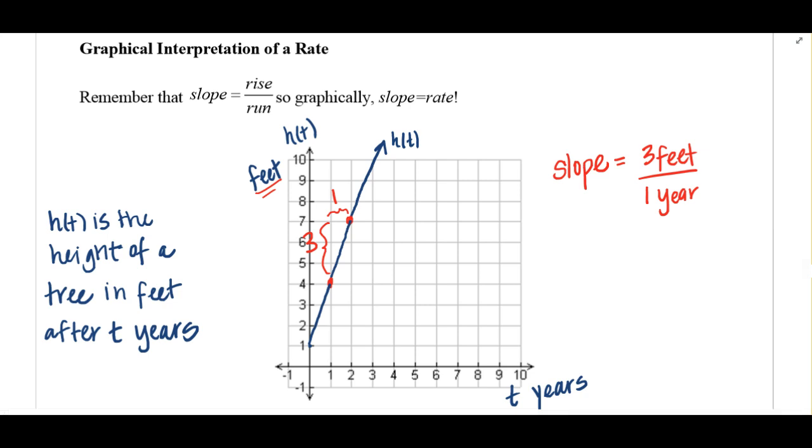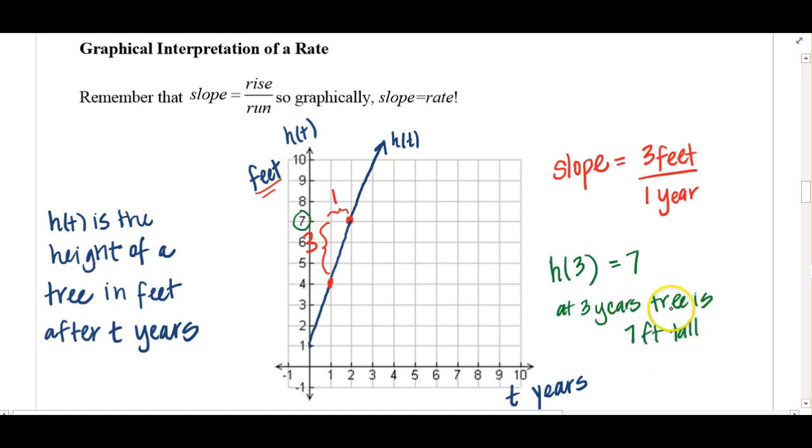So we can also analyze this graph for particular heights. Just looking at the function values, for example, this function was called h. So if I analyze h of 3, if I go up to the function at 3, the output value is 7. So that means h of 3 equals 7, by just analyzing the actual linear function, not the slope, just the points on the graph. Well, that means at 3 years, the tree is a height of 7. So the tree is 7 feet tall.